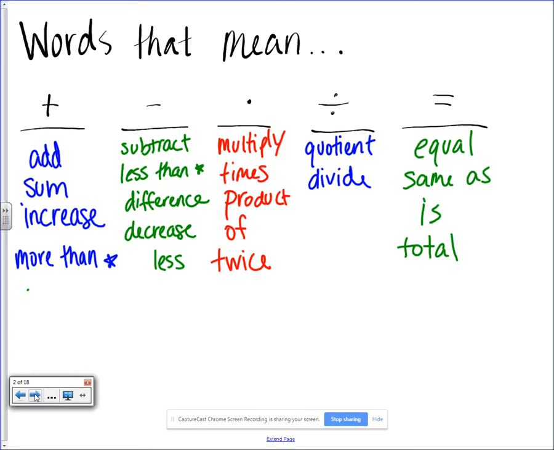I need you to remember, one of the very first days of class, we made this whole list of different words that mean math operations. Okay, so please refer back to this if you need. These are the English words that mean different mathematical operations.